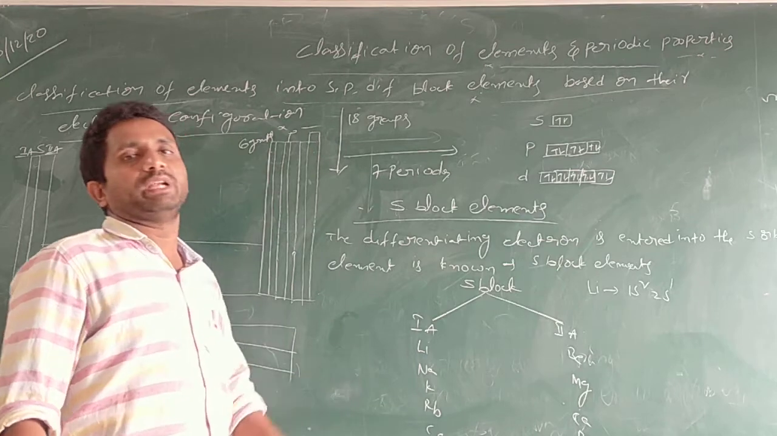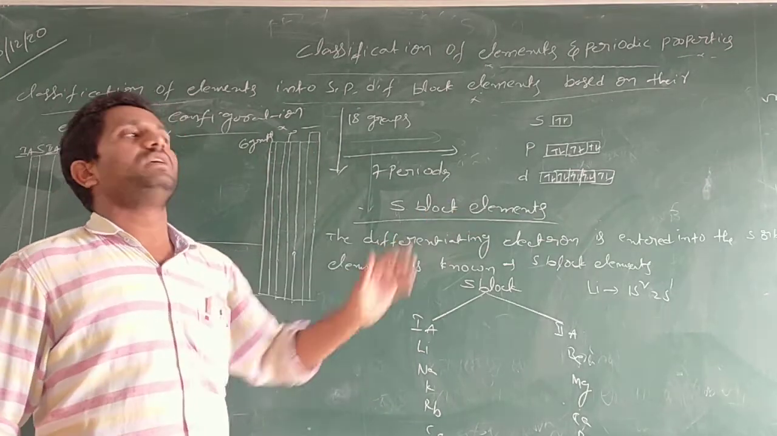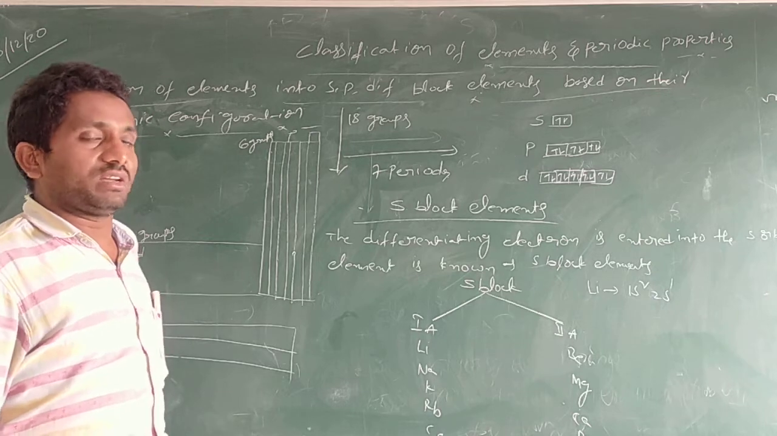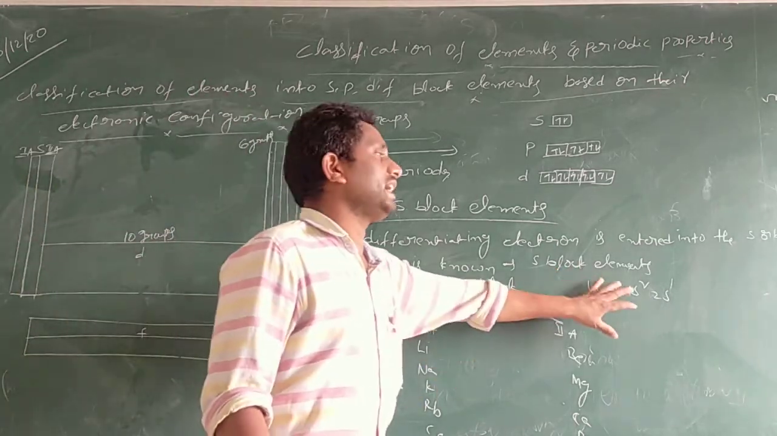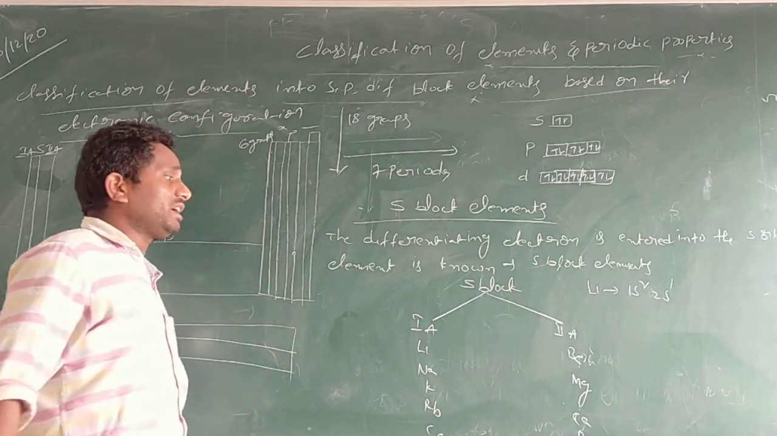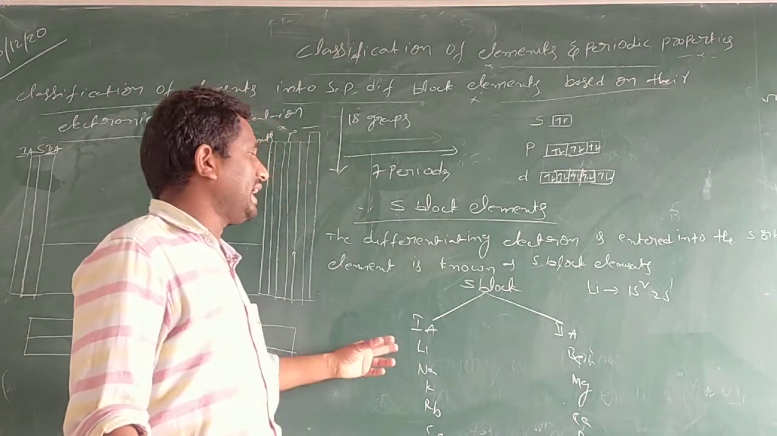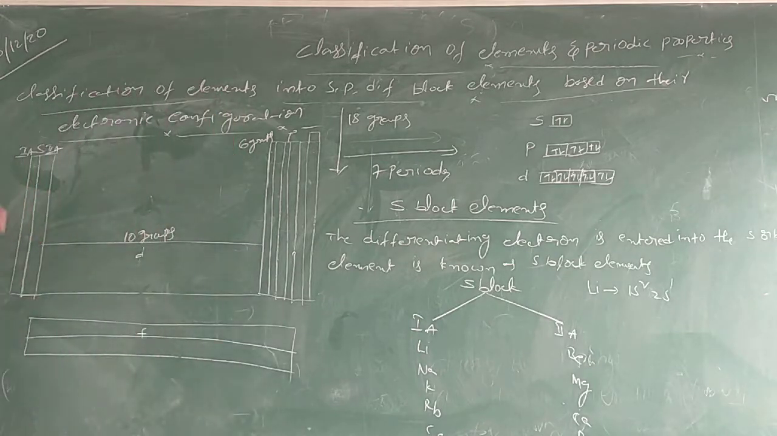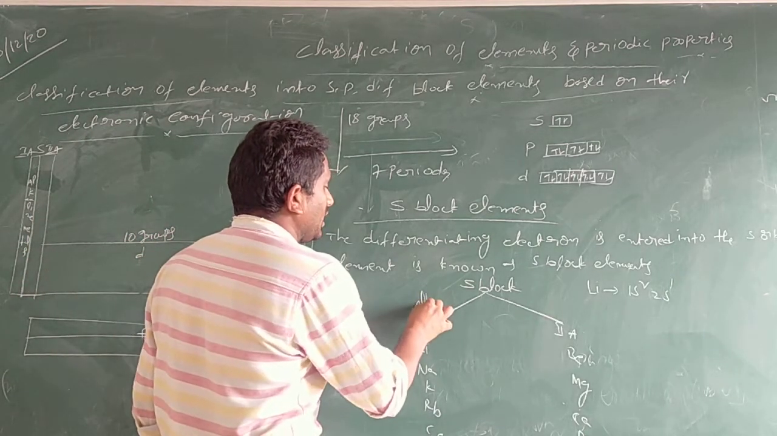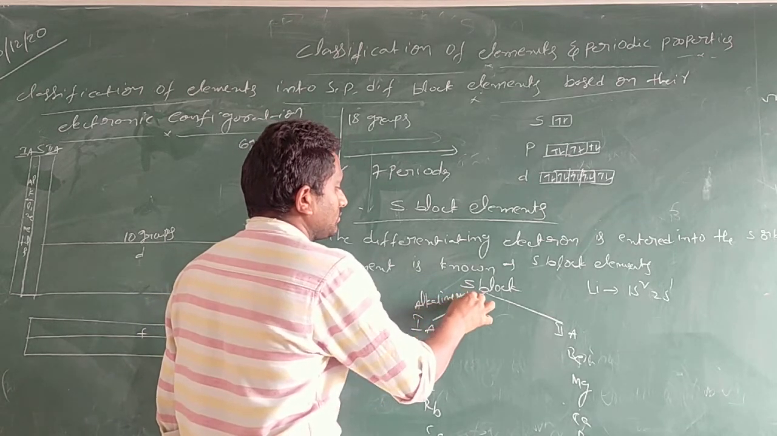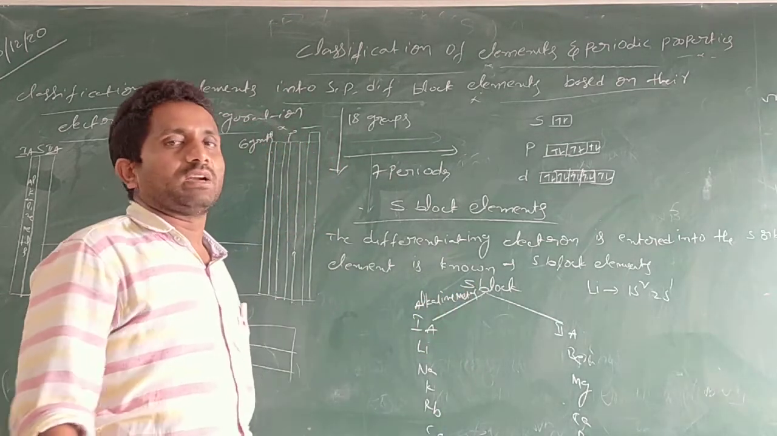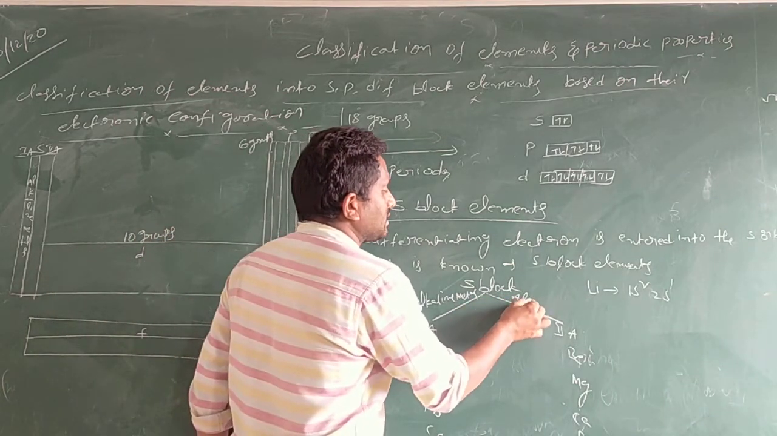So these are all elements whose last electron enters the outermost S orbital. These are known as S block elements. So the S block consists of 2 groups, first A and second A groups. First A group elements are known as alkali metals. Second A group elements are known as alkaline earth metals.